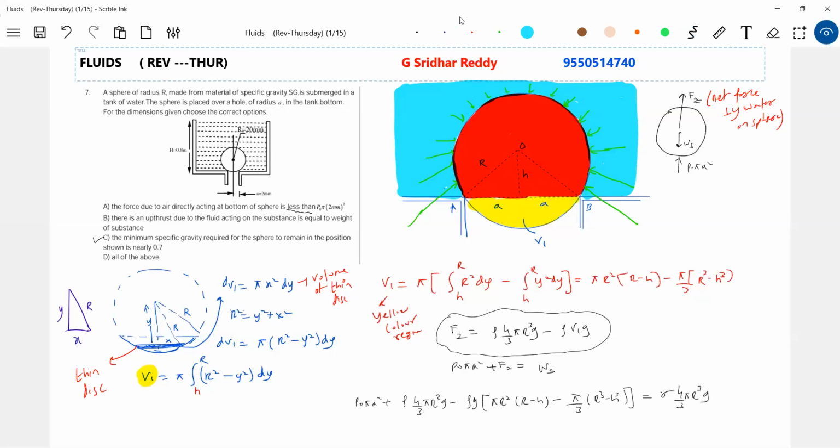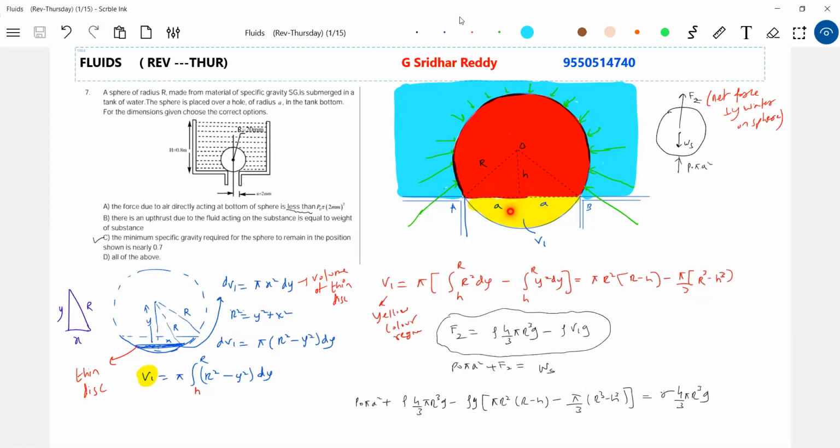So r square is equal to x square plus y square. Then we'll replace that x in terms of r and y. Then I'll get the volume. I'll integrate. What should be the limit now? Should be h to r, no? Agree this. This is one more important condition.